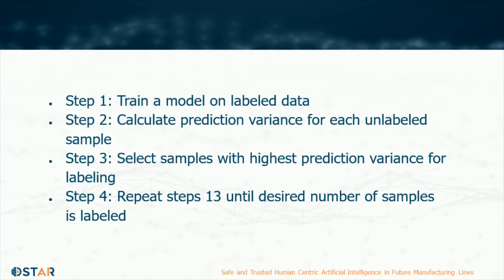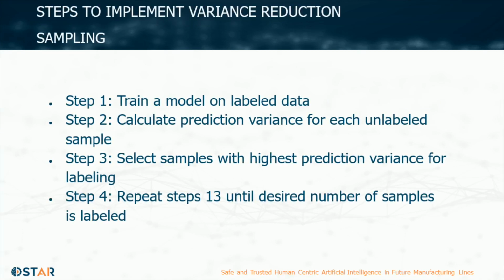Here are the steps to implement variance reduction sampling. Step 1. Train a model on the labeled data. Step 2. Calculate the prediction variance for each unlabeled sample. Step 3. Select the samples with the highest prediction variance for labeling. Step 4. Repeat steps 1 to 3 until the desired number of samples is labeled.